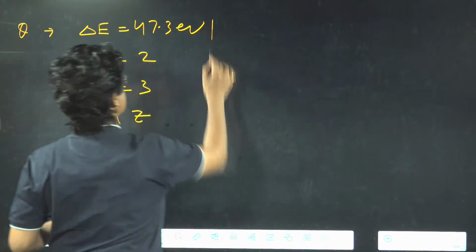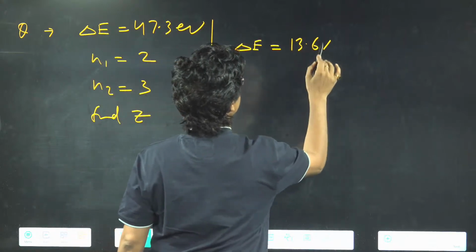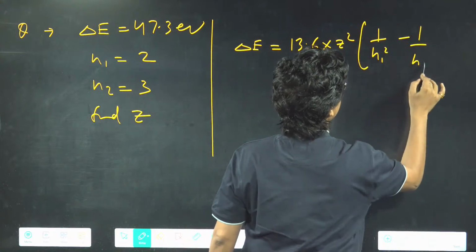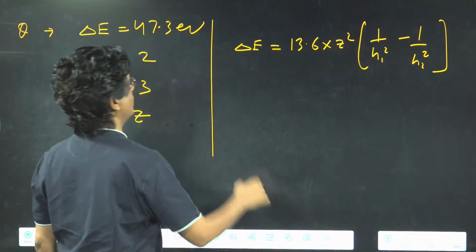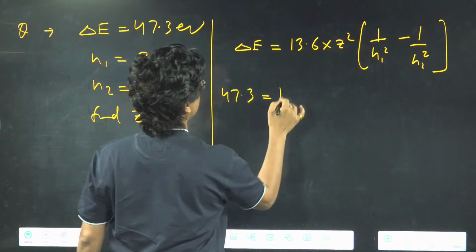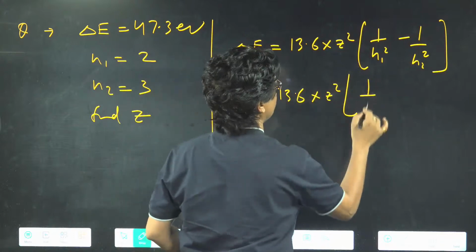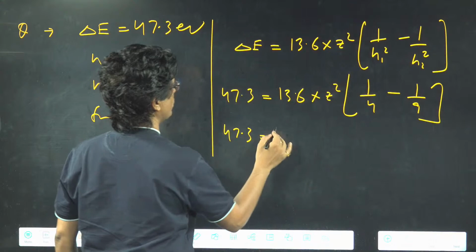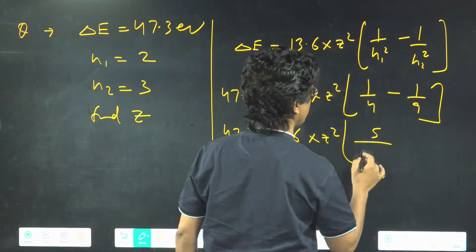Okay, let's do that. Simple one. So delta E is equal to 13.6 into Z square, 1 upon n1 square minus 1 upon n2 square. Delta E is given as 47.3, equal to 13.6 into Z square, that will become 1 upon 4 minus 1 upon 9. Agree or not? So 47.3 equals 13.6 into Z square, this will be 5 upon 36.